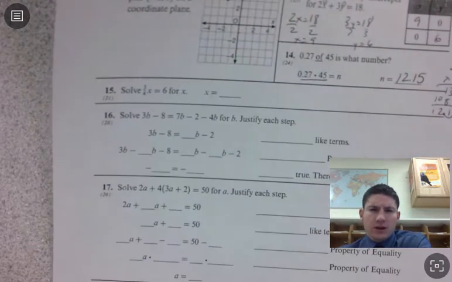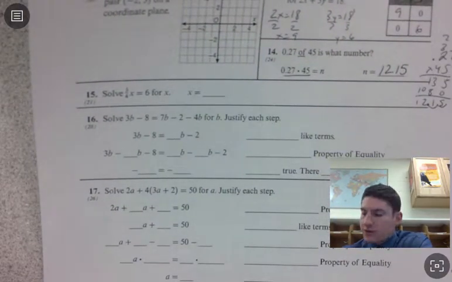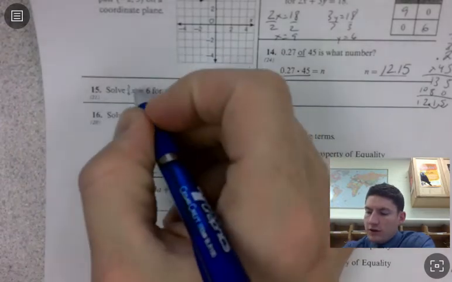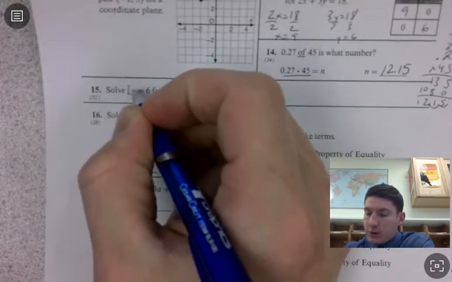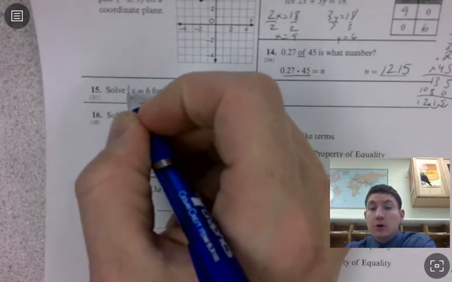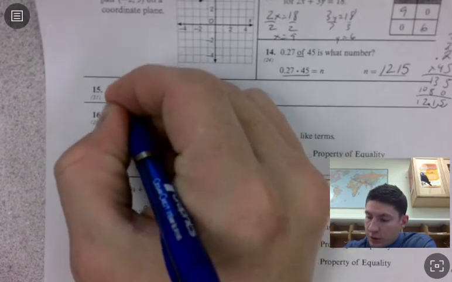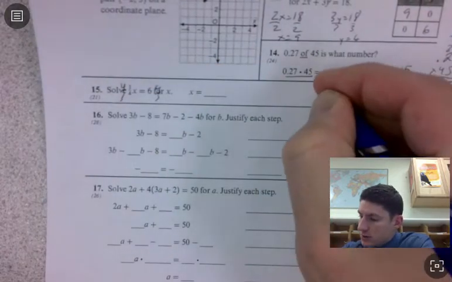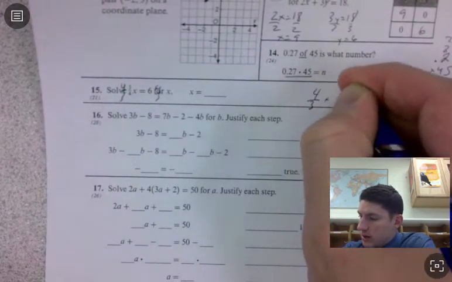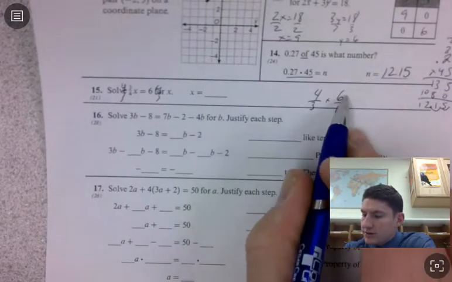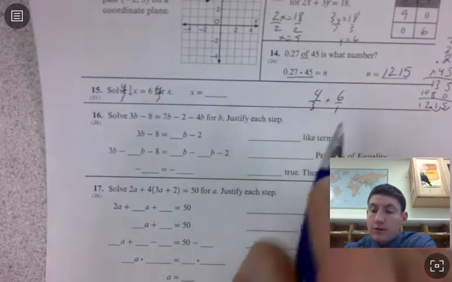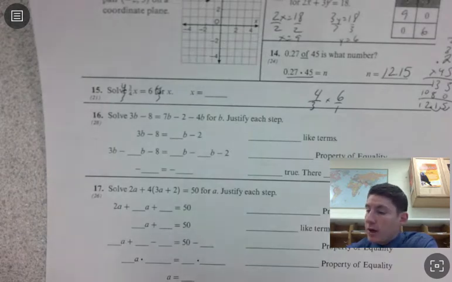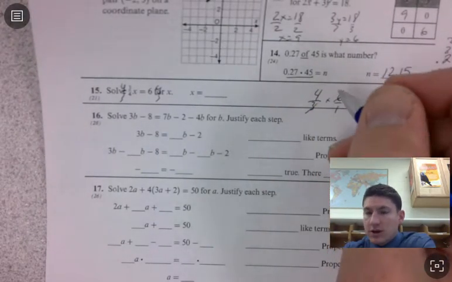Number 15. Solve 3/4 x equals 6 for x. Well, to do so, you need to get x all by itself. It's multiplied by 3/4, so I would multiply by the reciprocal to get rid of 3/4. So 4/3 on both sides, which looks like 4 over 3 times 6 over 1. Numerator times numerator, denominator times denominator. You have to check, can you cancel anything before you multiply? You can. The 3 and the 6 have common factors.